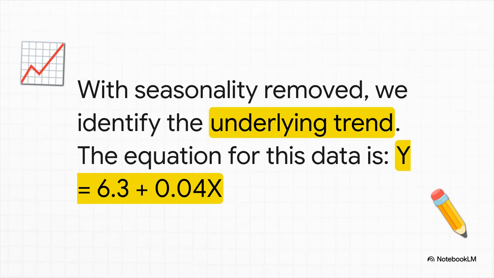Okay, so now that all that seasonal noise is gone, we can finally see it, the underlying trend. We run the numbers and we get this simple little equation. Now, what on earth does this mean? Well, Y is just our predicted sales. That 6.3 is our starting point, our baseline. And the 0.04x? That's the engine. That's the growth. It's telling us that for every single quarter that goes by, that's the X, the company's sales tend to grow by about 0.04 lakhs. This right here, this simple formula, this is the core growth pattern we've been hunting for.